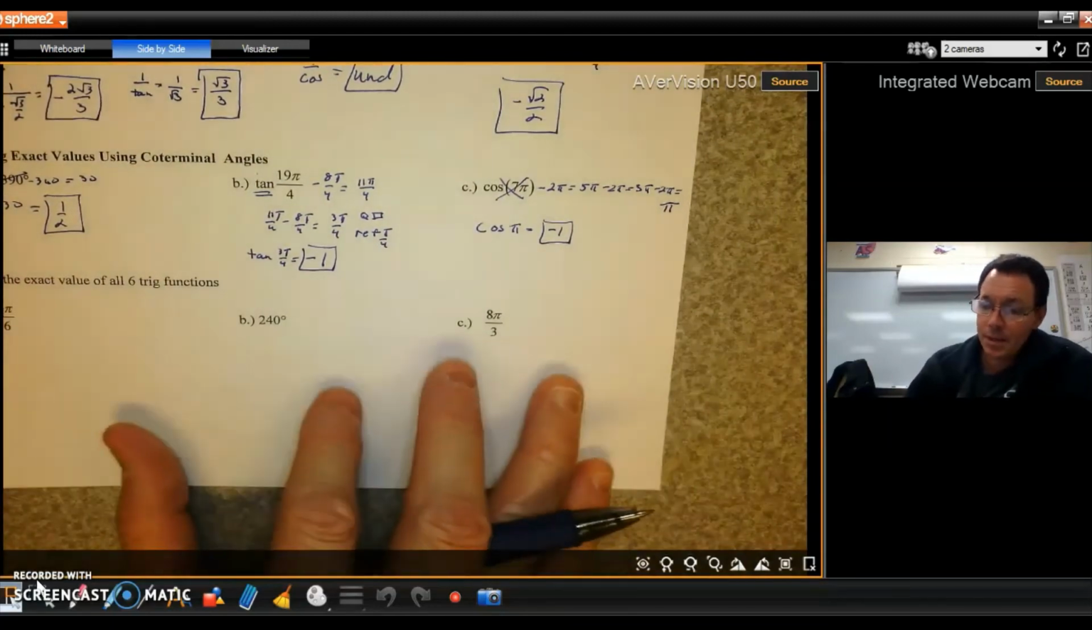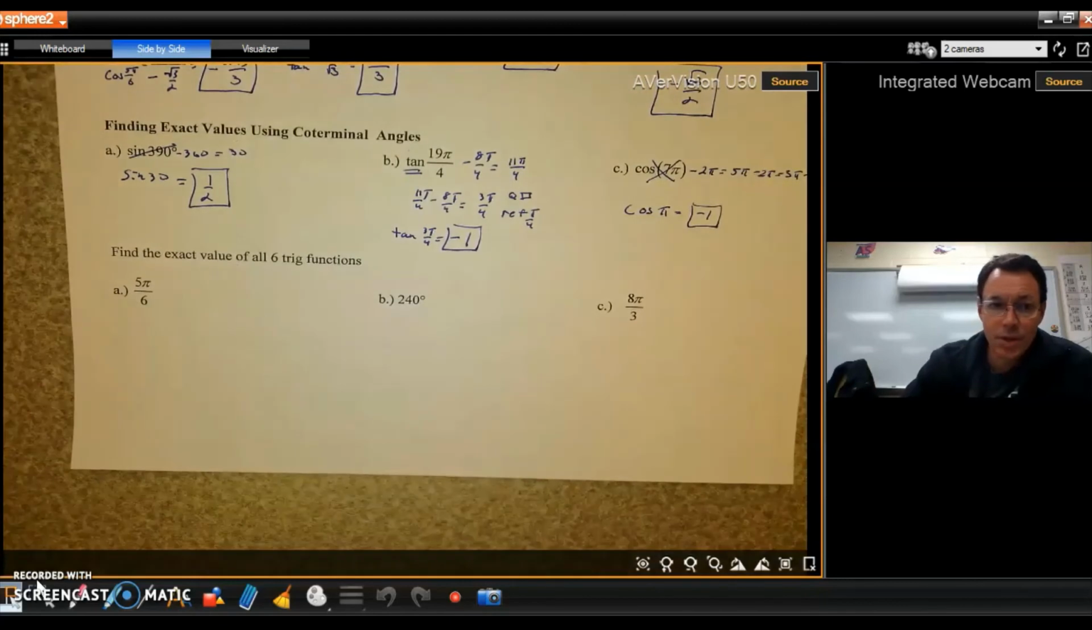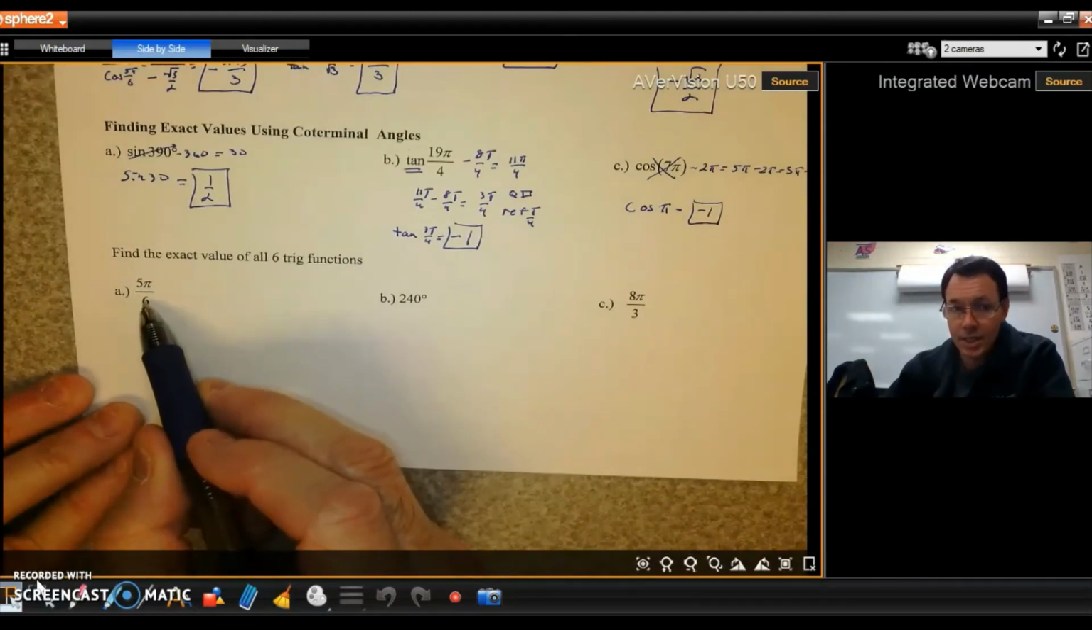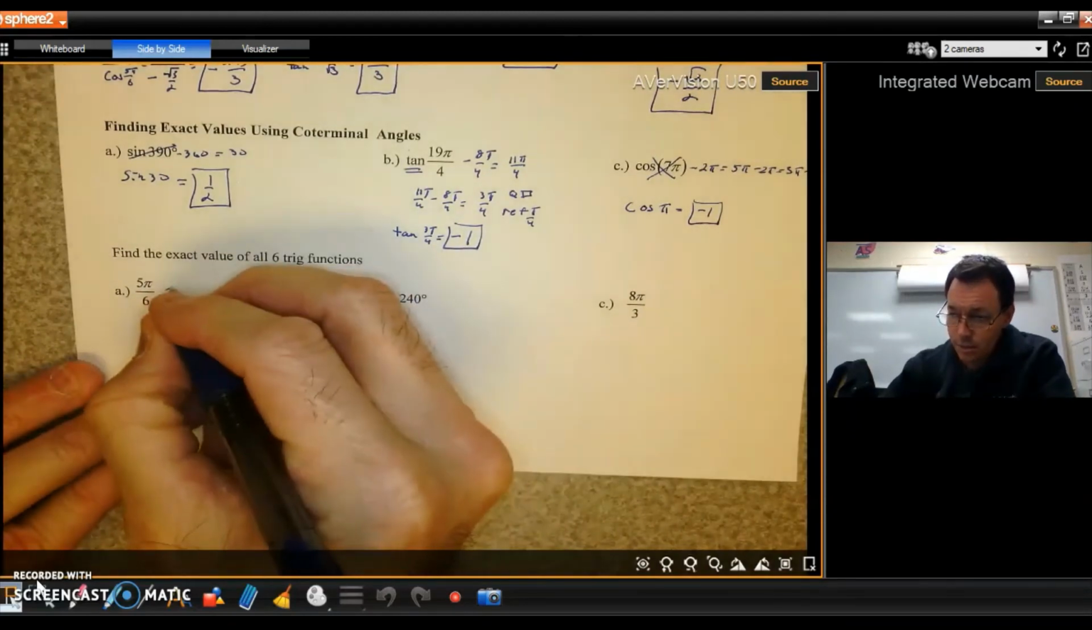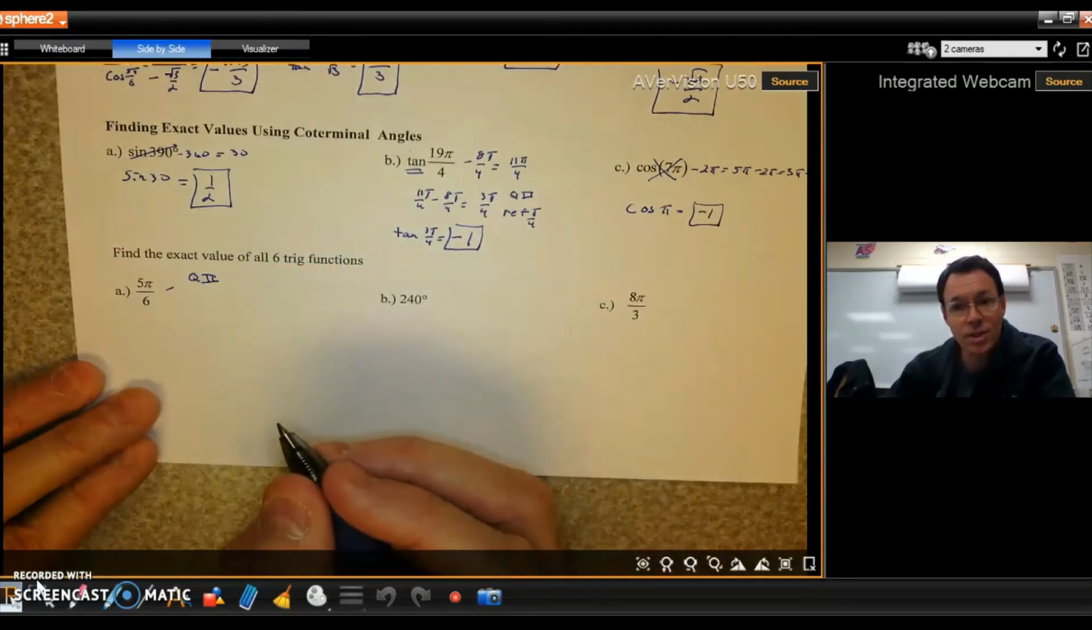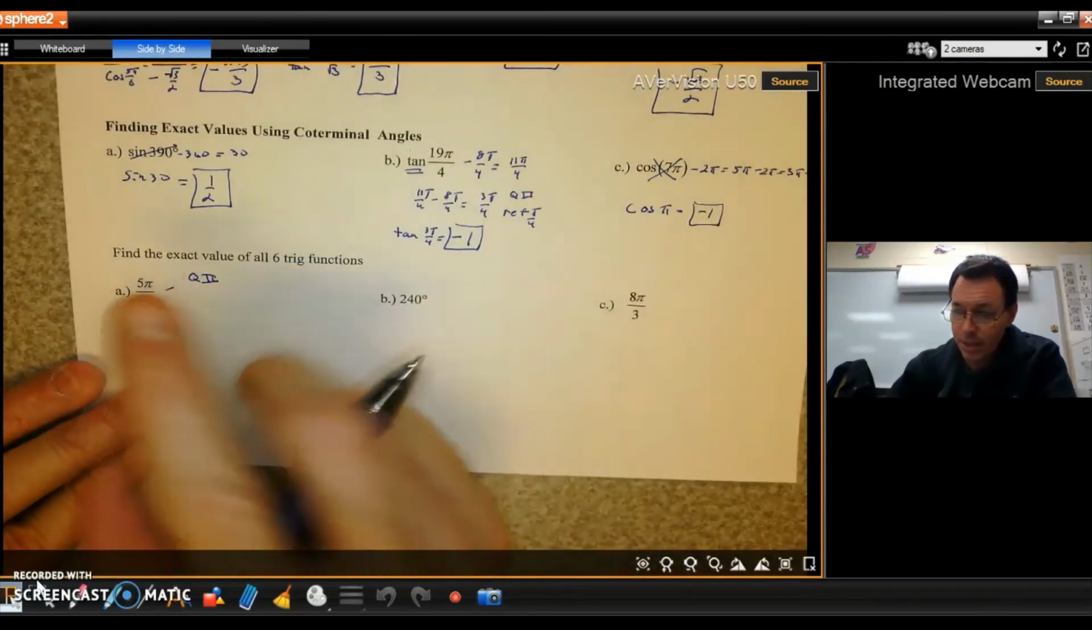Okay? Now the bottom, last thing we're going to do, find the exact value of all 6 trig functions. So we're not just going to find the sine of an angle, we're going to find all of them. Well, this is not going to be 6 times as much work. It's going to be the same thing. 5 pi over 6. I need to know where this angle is. It's going to be in quadrant 2. And I need to know what its reference angle is. Well, that's going to be pi over 6.